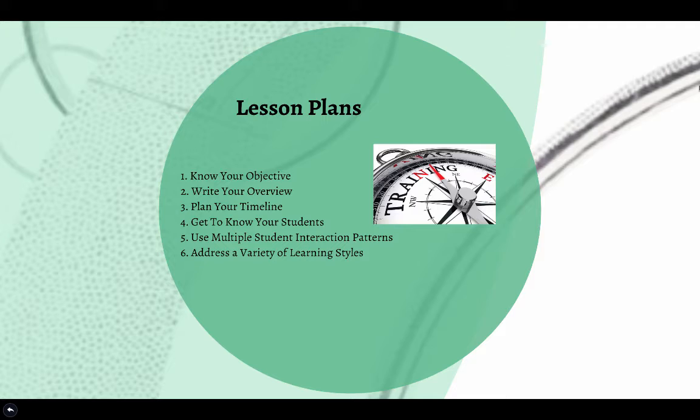Fifth, use multiple student interaction patterns. Some students do well on their own, others in pairs, and yet others in big groups. So long as you're letting them interact and build off each other, you're doing your job. But since each student is different, try to allow opportunities for all types of interactions. Your students and the cohesion of the class will be the better for it.